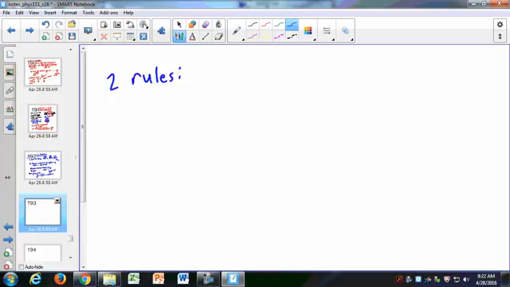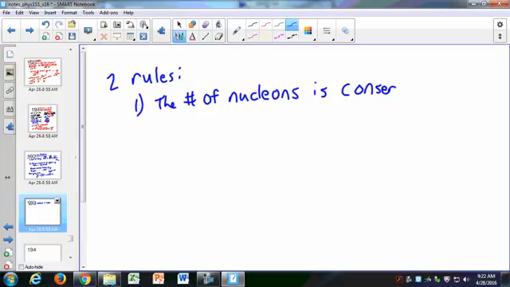We have two rules. The first is that the number of nucleons is conserved. Remember on our nuclear notation, we had X, A, and Z. Which one is the number of nucleons? Is it A or Z? It's A. That's the bigger number. This is the number of nucleons, and that includes the number of neutrons and the protons.